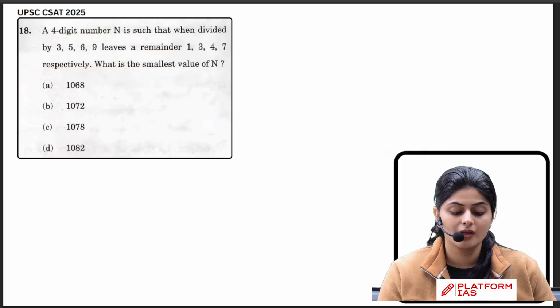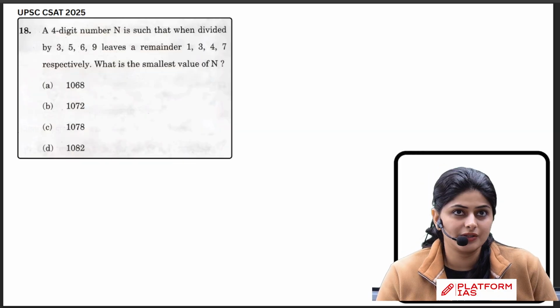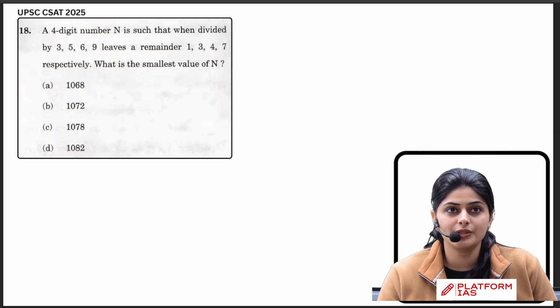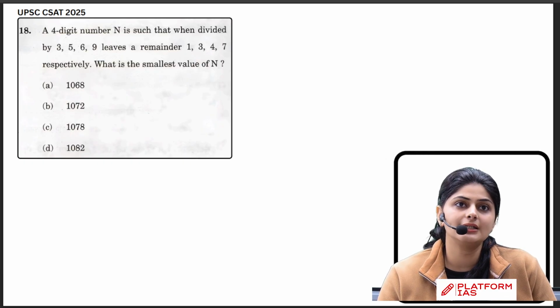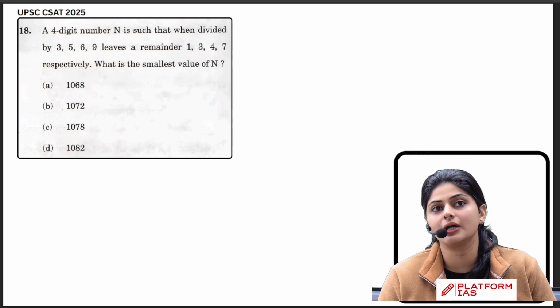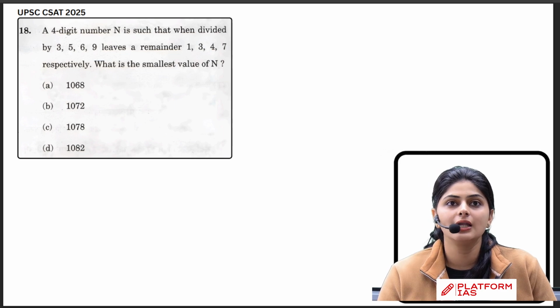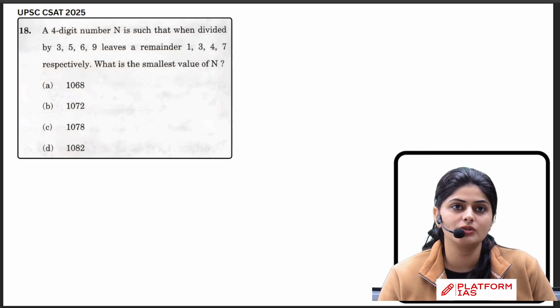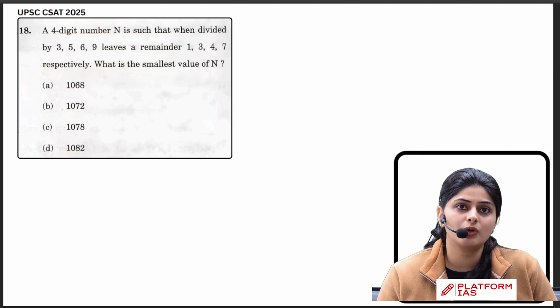Since number system is the most favorite topic of UPSC, I've divided the number system over the 10 years into 3 parts, and we'll be starting with part 1 of the number system today. So let's begin. The first question for the number system in CSAT 2025 is the 18th: a 4-digit number n is such that when divided by 3, 5, 6, 9 it leaves a remainder 1, 3, 4, 7 respectively. What is the smallest value of n?